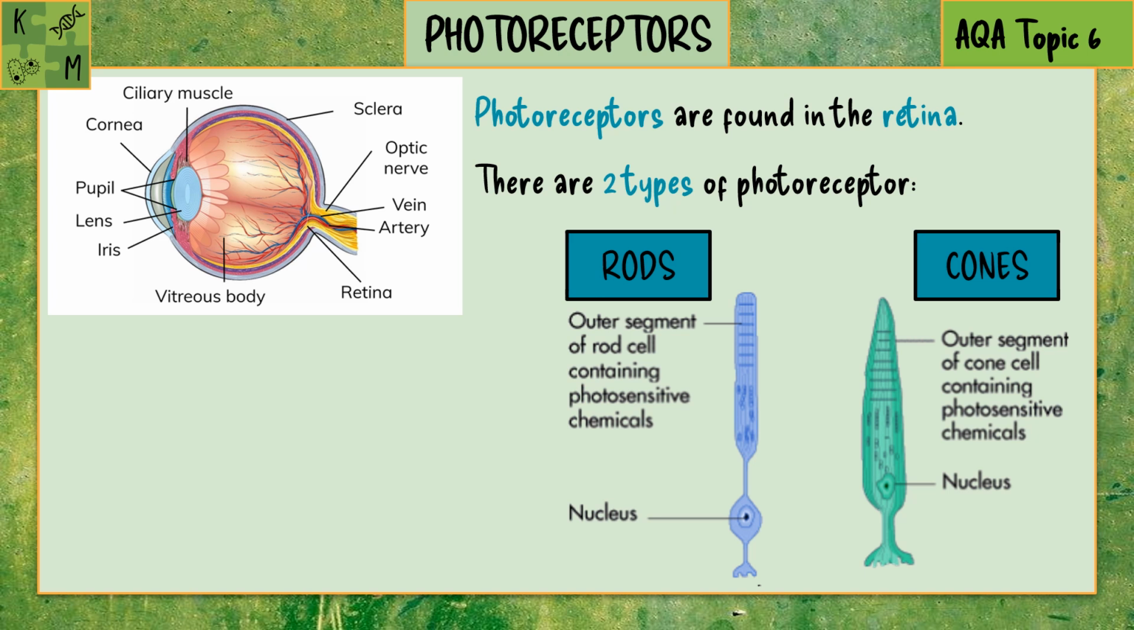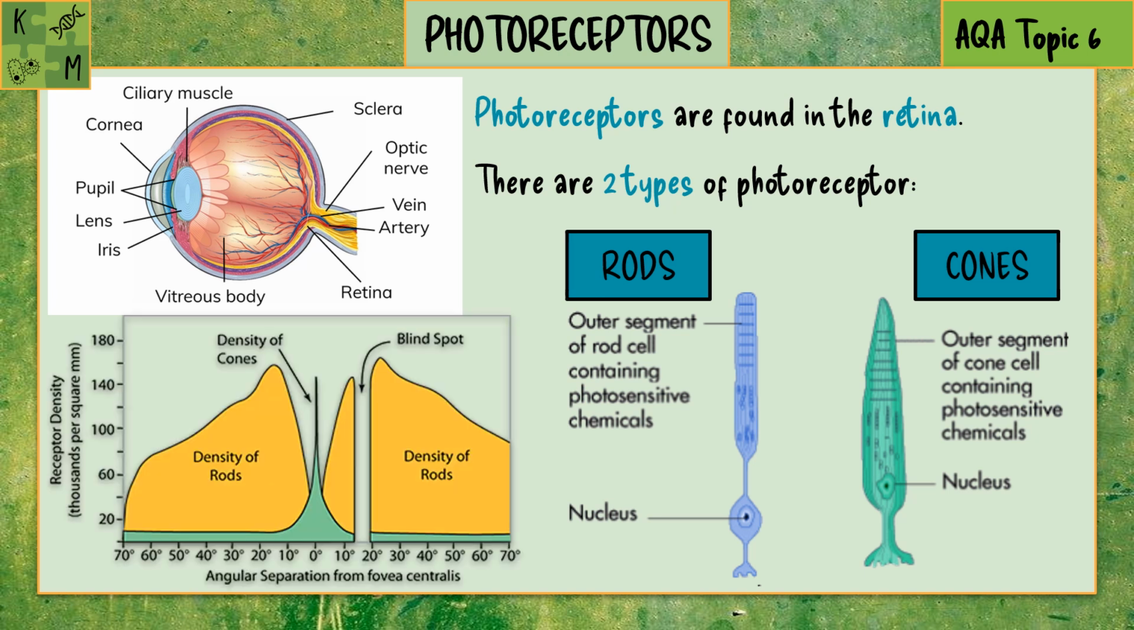Rods account for about 95% of the photoreceptors and are found distributed throughout the retina, except for the blind spot where the optic nerve connects. Cones are less numerous and are mostly concentrated to a small area on the back of the eye known as the fovea.